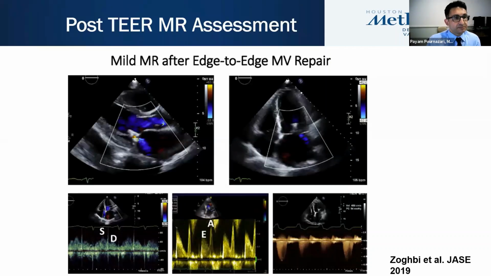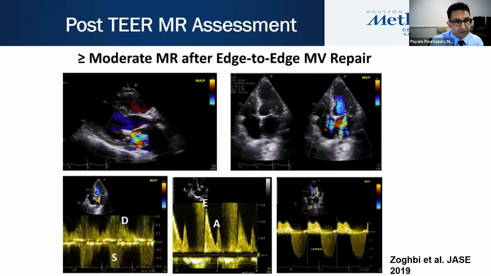The guidelines are coming up with a few parameters to assess the mitral valve post-transcatheter edge-to-edge repair. The mitral regurgitation post-repair is considered to be mild in these settings if you have a narrow jet with a small and low velocity and a small vena contracta with no flow convergence, a pulmonary venous flow that shows normal systolic dominance, having an A-wave inflow dominant, and an MR jet in the color spectral Doppler with a faint and parabolic shape.